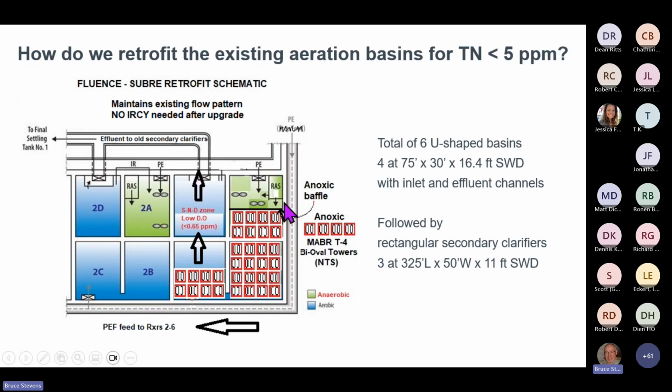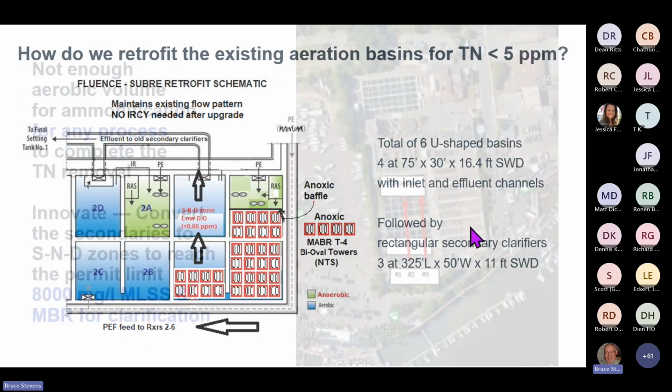And the system will have an anaerobic zone like we always have, and then the anoxic zone with all the MABR towers before we go into a low-level SND zone for low DO for the simultaneous nitrification-denitrification. After these aeration basins, there are 6 sets of these in parallel. We go into secondary clarifiers, which we'll see in 1 second on the next slide.